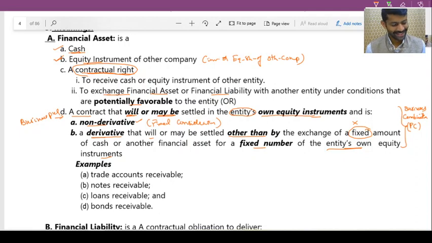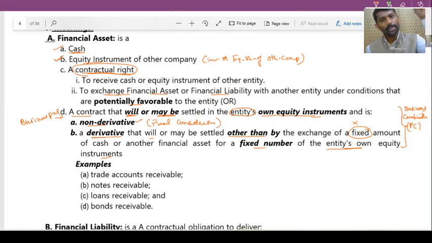My dear friends, point number C is financial instrument, right? Under financial asset. We are in financial instrument only, madam. Financial asset is already in financial instrument. Under financial instrument, financial asset means what? That is what we are discussing. The moment we say financial instrument, it means it's a contract. Correct? That means physical cash, if it is there, is directly a financial asset.